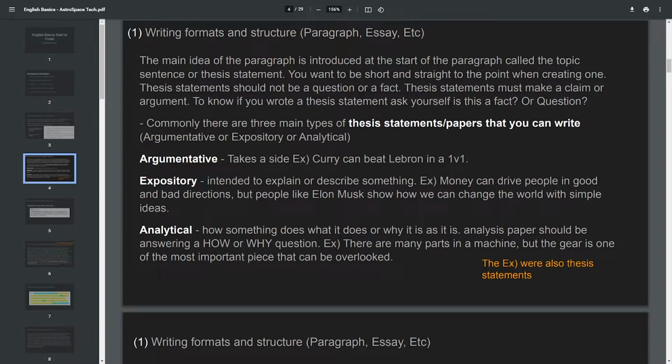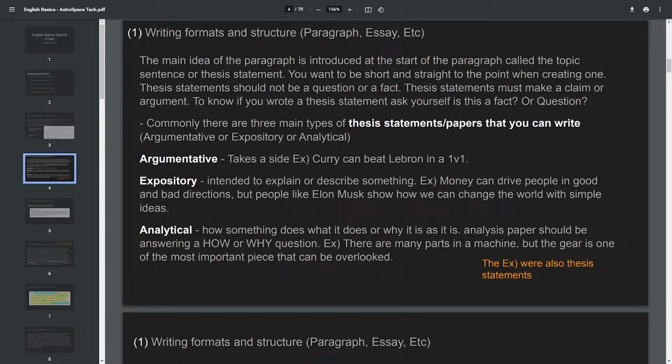And commonly, there are 3 main types of thesis statements or papers I can write: argumentative, expository, or analytical. And why I bring this up is because depending on the paper you may write, argumentative, expository, or analytical, you may need to write a thesis statement according to that. There also are many other types of papers you can write, as that will be talked about a little bit later on.